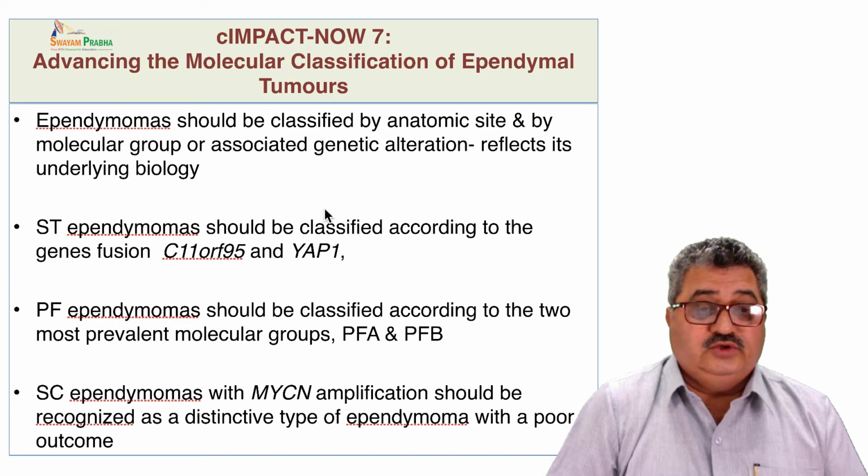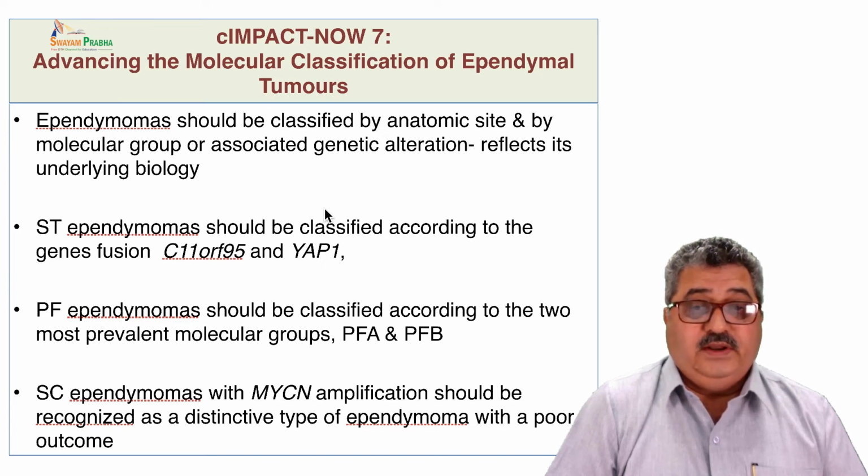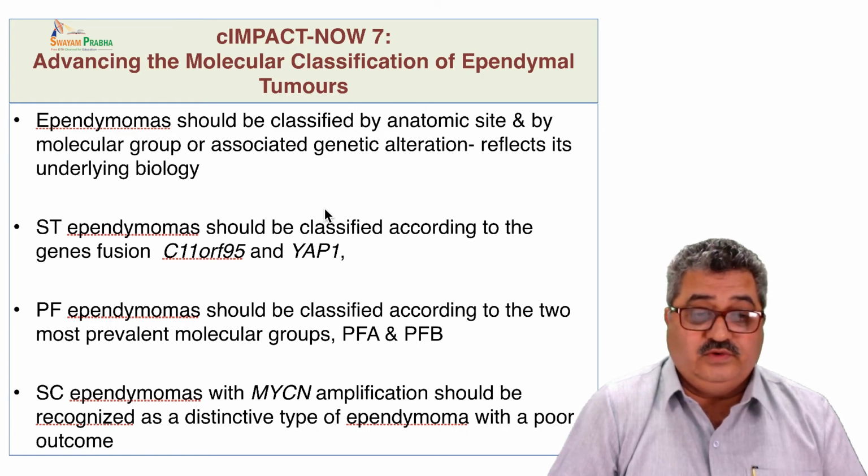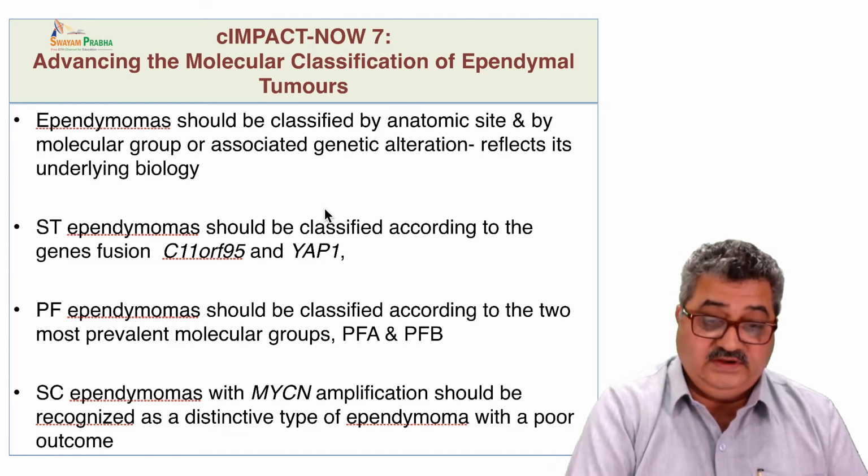In the supratentorial location, the ependymoma should be classified as C11orf95, or what you call ZFTA fusion positive, and YAP1 fusion positive. In the posterior fossa, they are divided into two molecular groups, PFA and PFB, and H3K27me3 is the most important for the diagnosis. In a spinal cord tumor, if it is morphologically a grade 2 or grade 3 tumor, one should do MYCN amplification, and FISH can be done for this.